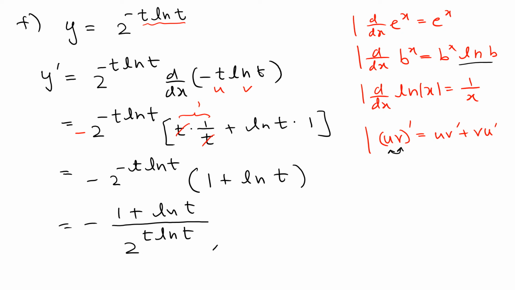We normally write final answers with positive index, except when we have e functions. E functions we normally leave the negative index there, especially in the numerator. Okay, let's look at the next one.